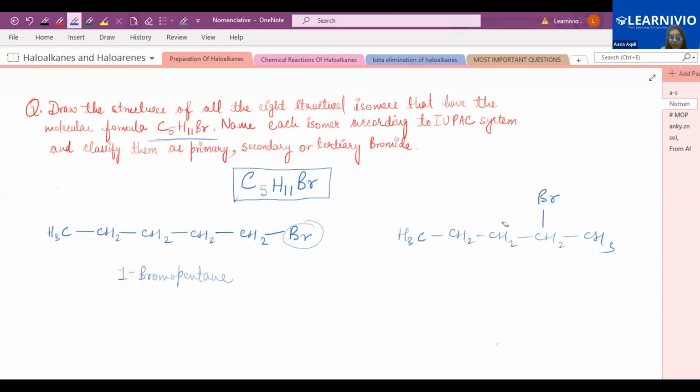So basically, here only one... 1, 2, 3, 4 is satisfied. Now just try to name this structure. Yeah, Safrina, tell me. 2-bromopentane. Yeah, it's 2-bromopentane. And can you please classify it as primary, secondary, or tertiary? Which type of bromide is it?